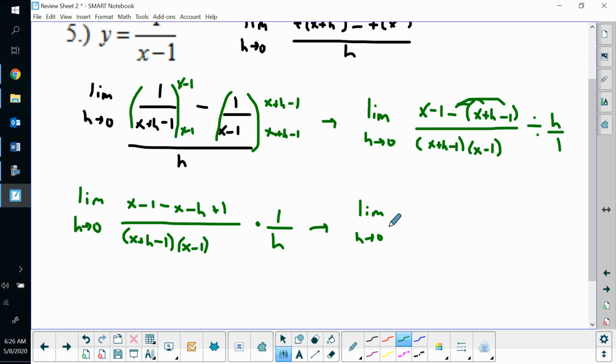So in our numerator, if we combine like terms there, the x's wipe out, the 1's wipe out. So we just have minus h times 1, which is just minus h. I'm going to throw the h down on the bottom here when we multiply those together. Well, now we can divide the h's out. So that's a 1. This is a negative 1 now.